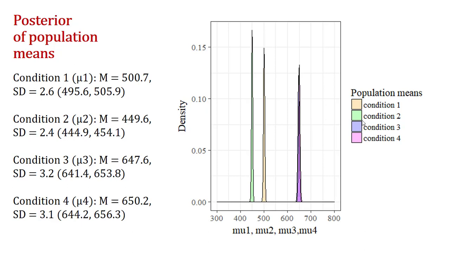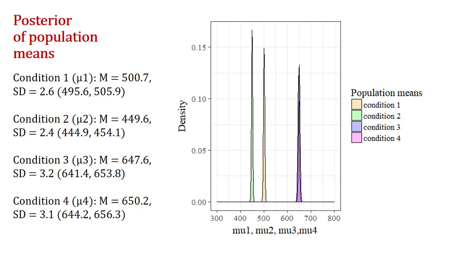Same for condition 2, the distribution mean is 449, and for the confidence interval we are saying that it is between 444.9 and 454.1, so a pretty narrow interval, a very good, very precise estimation. And for condition 3 and condition 4 we cannot differentiate them, they overlap, and you can see the mean of the mu3 distribution is 647.6, and the one for 4 is 650.2.